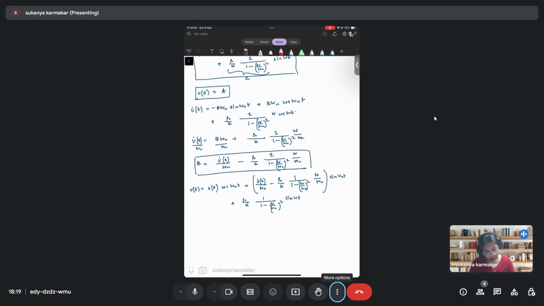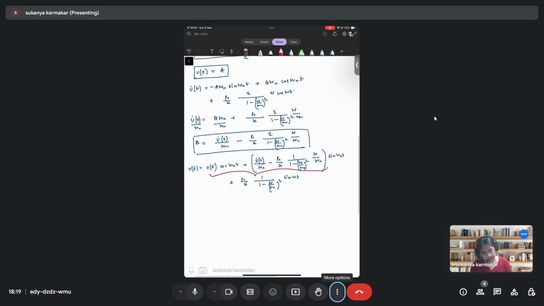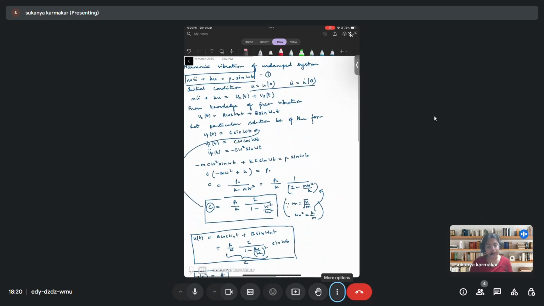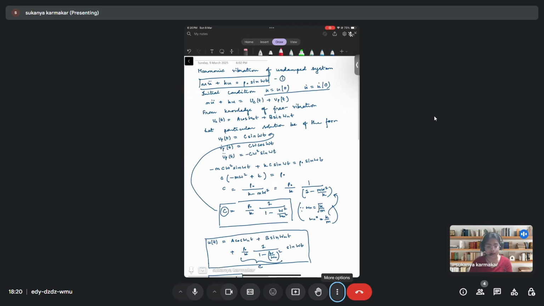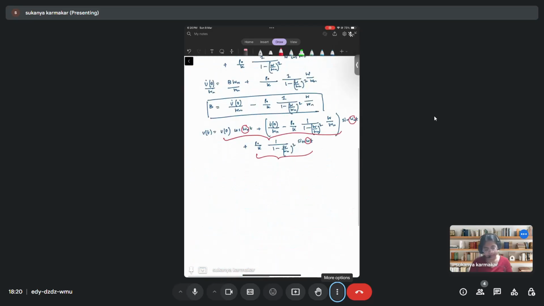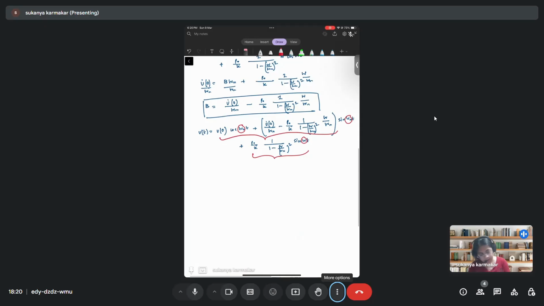Now what happens here? The first two terms are a function of omega n, and the second term is a function of omega, and I'll explain why this is known as steady state and why the first two terms are known as the transient. You will be able to better appreciate it when we go for the damped vibration. This is undamped.